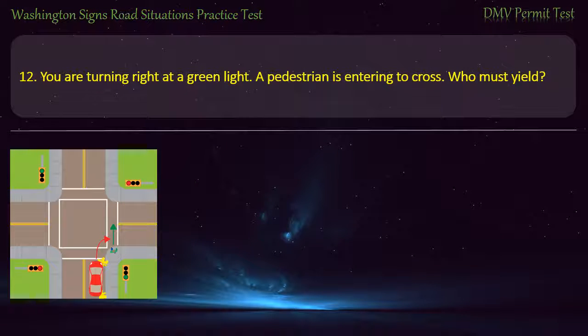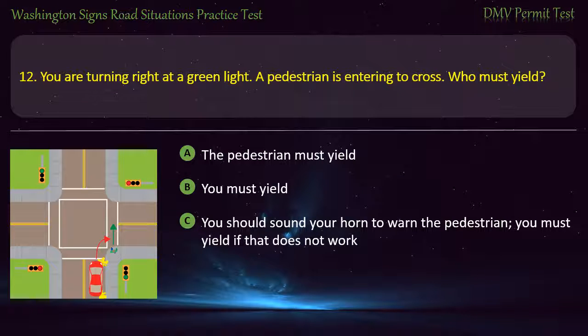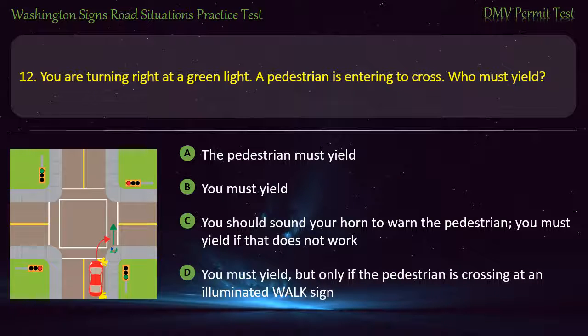Question 12. You are turning right at a green light. A pedestrian is entering to cross. Who must yield? The pedestrian must yield. You must yield. You should sound your horn to warn the pedestrian. You must yield if that does not work. You must yield, but only if the pedestrian is crossing at an illuminated walk sign. Answer. You must yield.